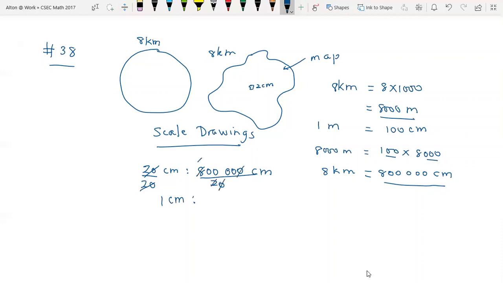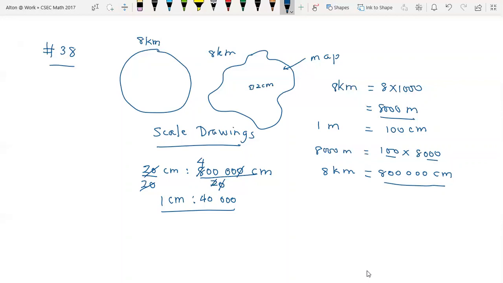2 into 8, 4. 4, and we are now writing 1, 2, 3, 4 zeros. So our scale is 1 centimeter to 40,000 in this case. Now that's if you work it using the wrong measurements.